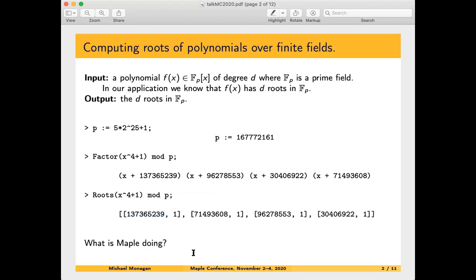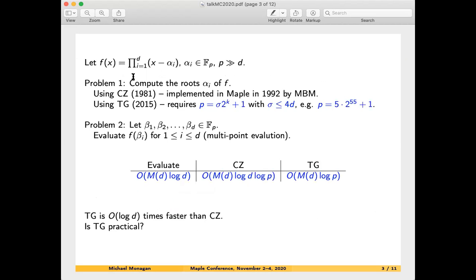Question: what is Maple doing? What algorithm did I implement? Let me speak to that now. So let's suppose the polynomial has roots alpha_i. So the alpha_i are elements of the finite field.